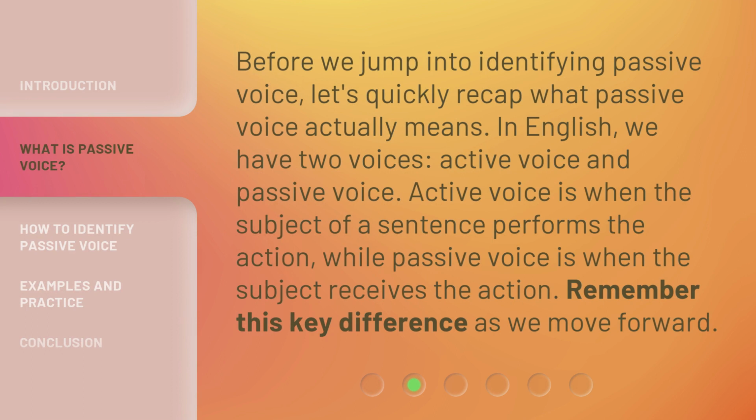Before we jump into identifying passive voice, let's quickly recap what passive voice actually means. In English, we have two voices, active voice and passive voice. Active voice is when the subject of a sentence performs the action, while passive voice is when the subject receives the action. Remember this key difference as we move forward.